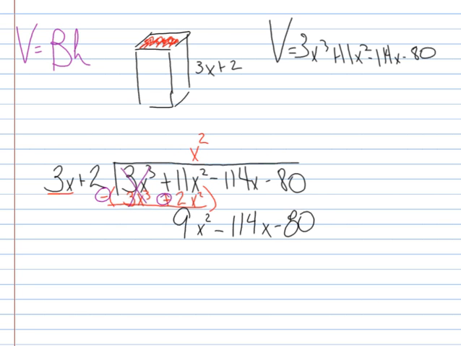a 9x squared? Well, 3 times 3 makes 9, so I need a 3. And then x times x, so I need a 3x. So we're going to multiply by a positive 3x. So 3x times 3x gives me 9x squared. 3x times 2 gives me a plus 6x.